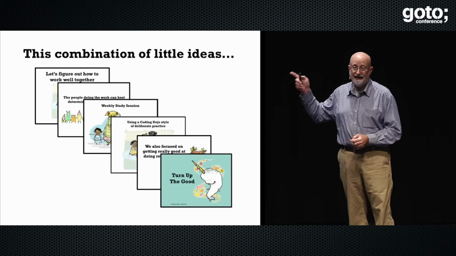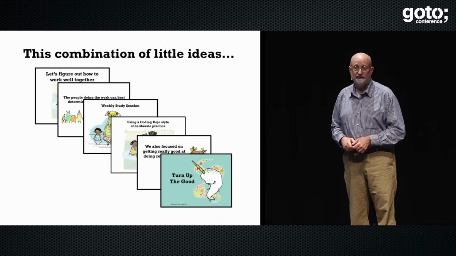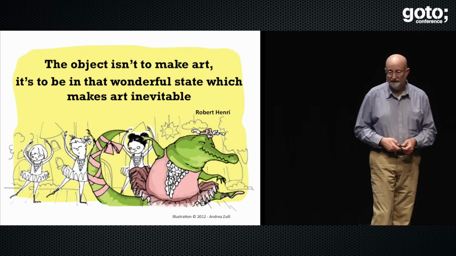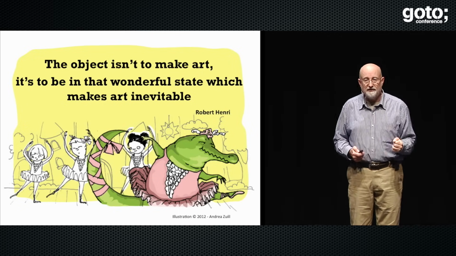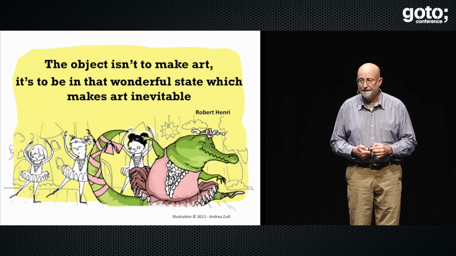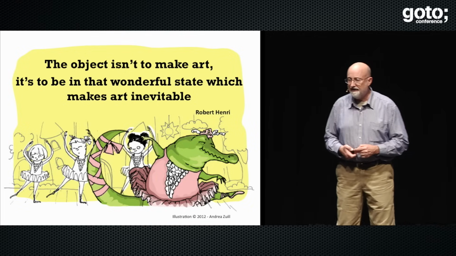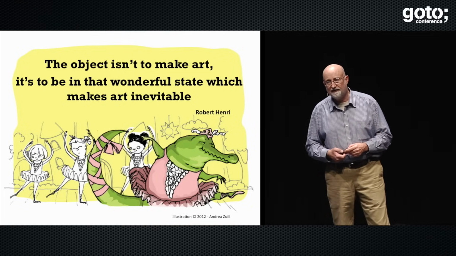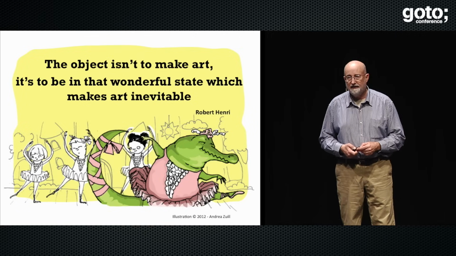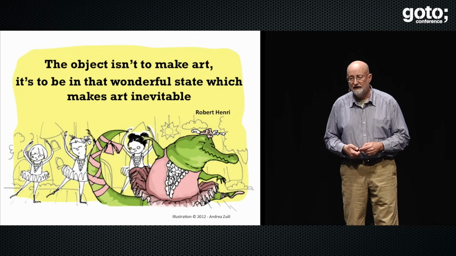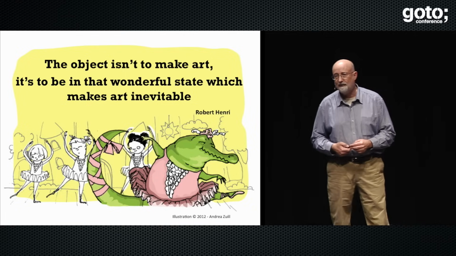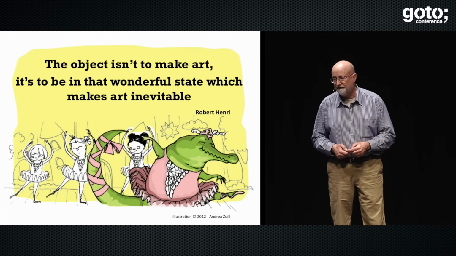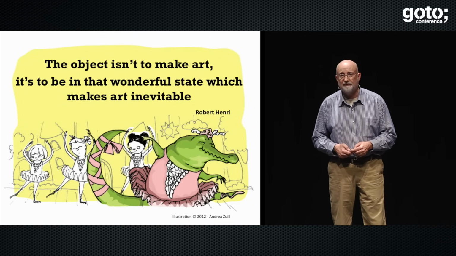It was this combination of tiny ideas that led to something that I'd learned in my 20s, and it's this. The object isn't to create art. It's to be in that wonderful state which makes art inevitable. If you go directly to trying to do the work that you think needs to get done, you lose the chance of becoming prepared to do that work well. And I've seen this over and over in teams. They are under such pressure to get the work done, they don't figure out how to make it easy to get the work done. And that's what I felt we were trying to do. So I take a great deal of pleasure in that we were able to fulfill this concept.